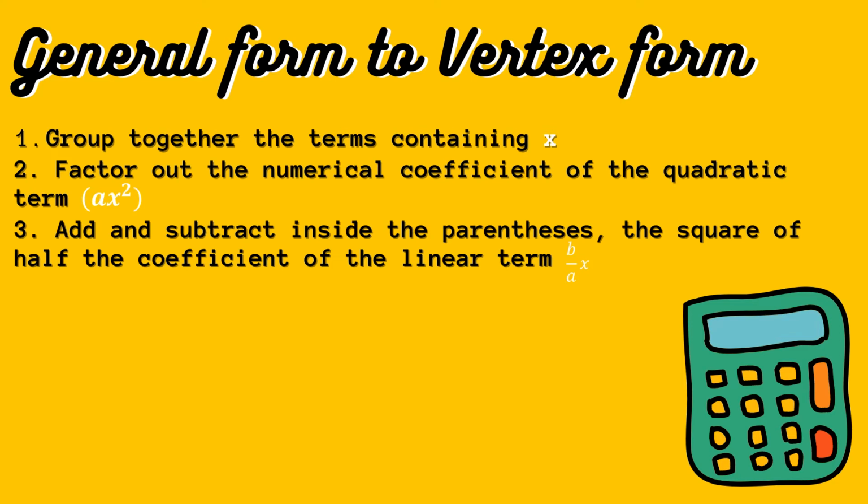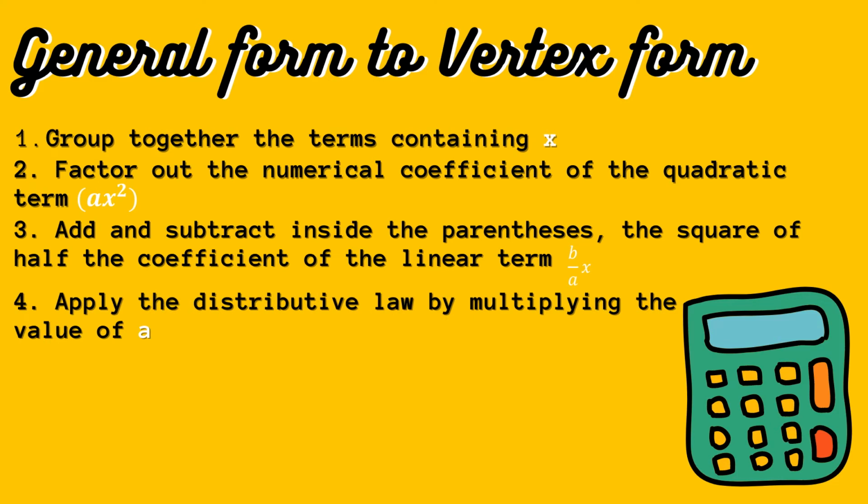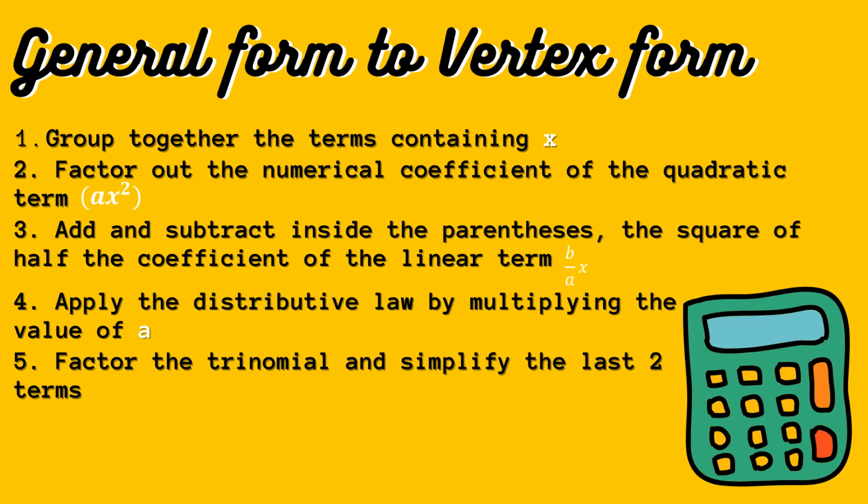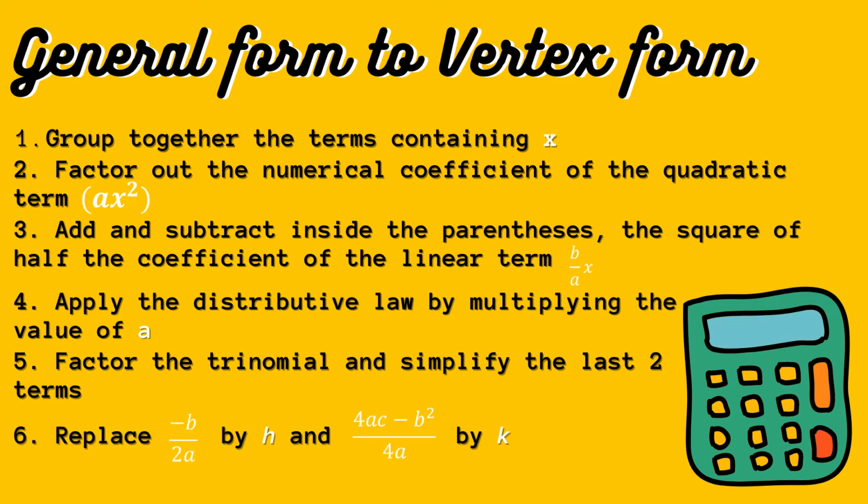So now we have, add and subtract inside the parentheses the square of half the coefficient of the linear term, b over a, x. Apply the distributive law by multiplying the value of a, and factor the trinomial and simplify the last two. And then we would now replace negative b over 2a by h and 4ac minus b squared all over 4a by k.